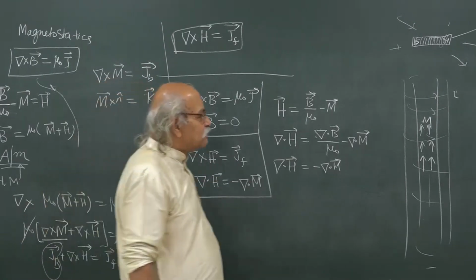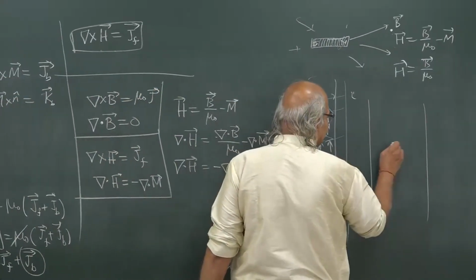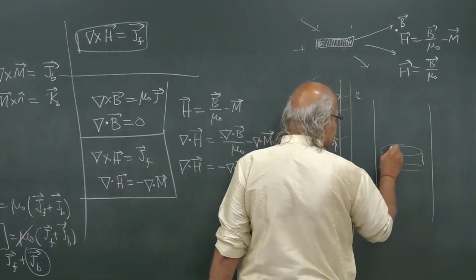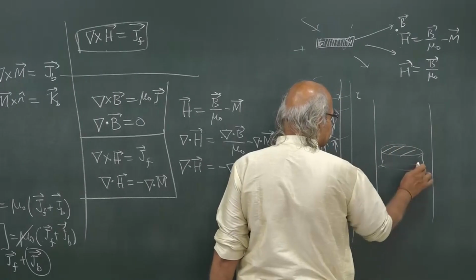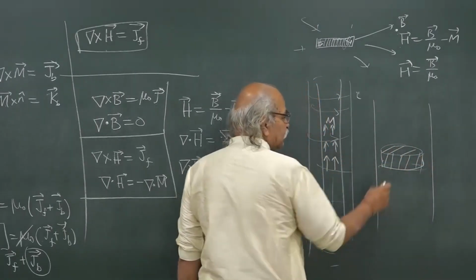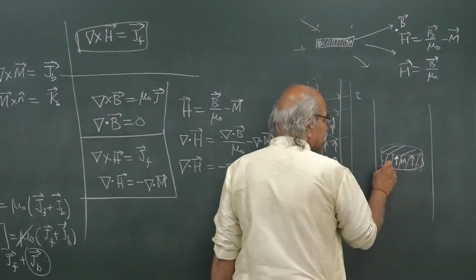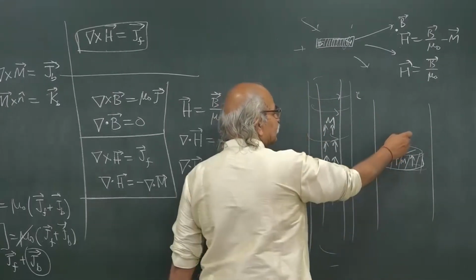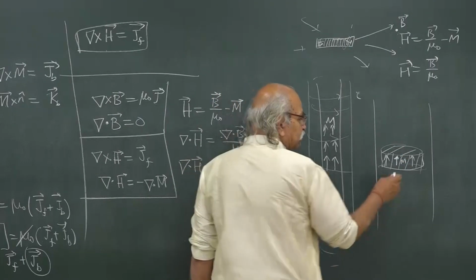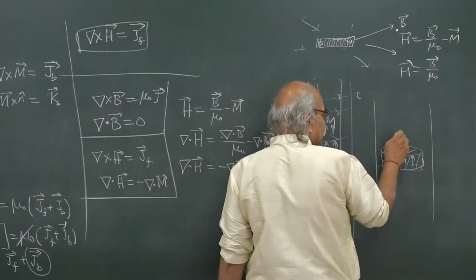But in the other example, where we had a disk here, there you have a magnetization M, it is uniformly magnetized, but I am asking about the field here. So, if I go away from this, on top of this, M is 0.